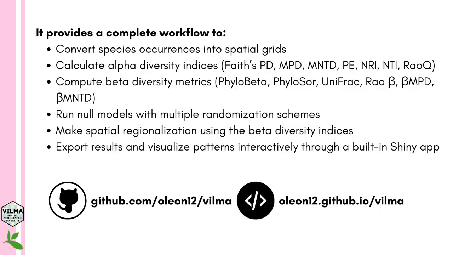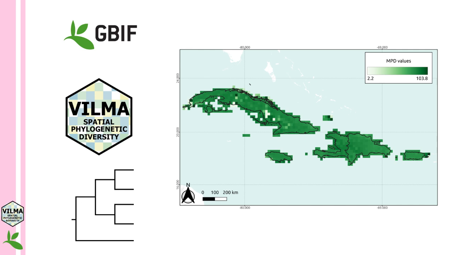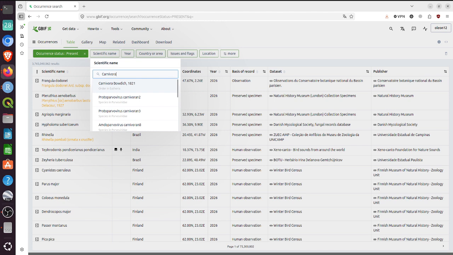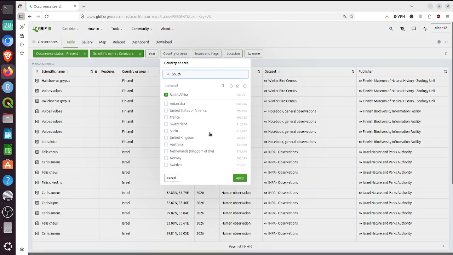Because vilma was mainly built to work with occurrence data, the package offers the opportunity to transform the vast amount of information available in GBIF into maps of richness, alpha phylogenetic diversity, null models, beta phylogenetic diversity, and even phylogenetic regionalization. To use vilma, you only need occurrence records and a phylogenetic tree.